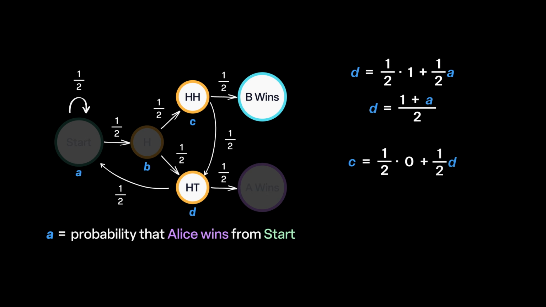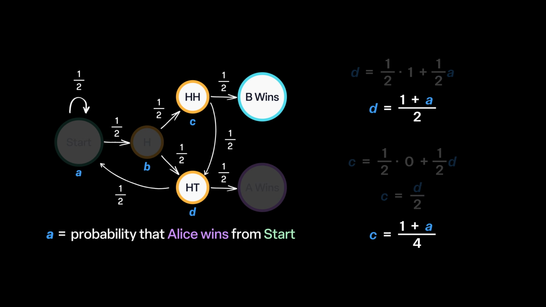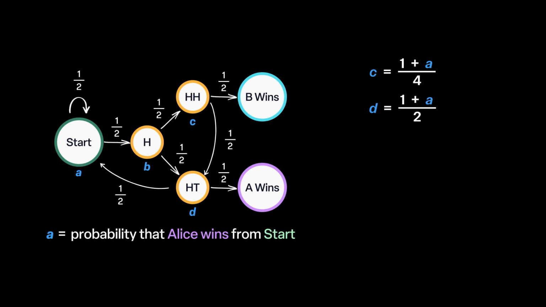So we get this equation for C. Again, the right side simplifies. We can plug in the previous equation for D. We get this new expression for C. Let's remember those equations for C and D.